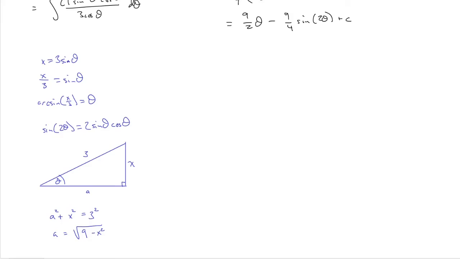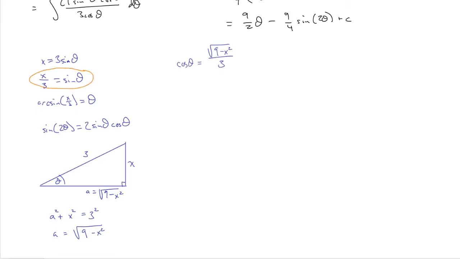That should give you a good feeling because the original integral had a square root of 9 minus x squared in it, and so it makes some sense. It seems reasonable that the result should have a square root of 9 minus x squared in it. Okay, we're nearly done. We already know that sine of theta is x over 3.